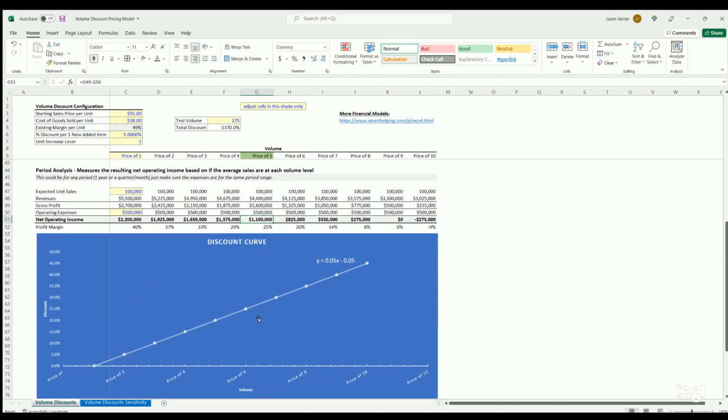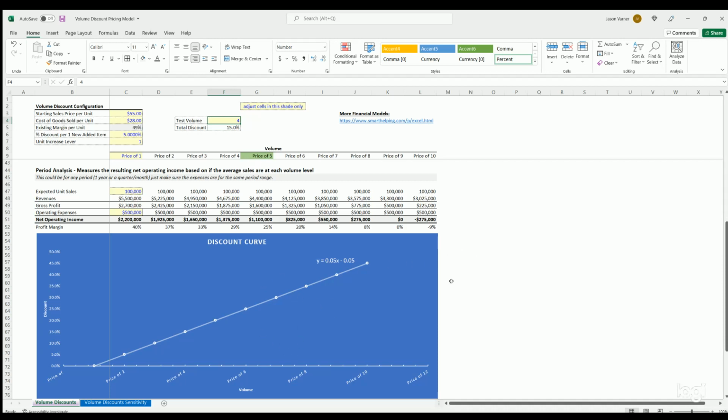This chart here gets a discount curve. So this is kind of looking at this percentage right here and how it's going up against these volumes and giving you a chart. And this is the equation that's used here to spit out a discount value based on a volume. And you can see on the chart, at any point in this line, this is what your discount should be based on that.